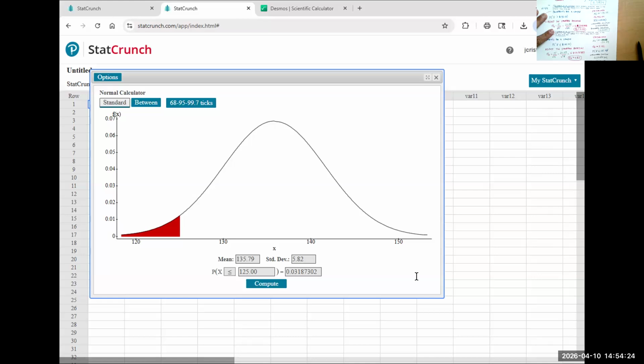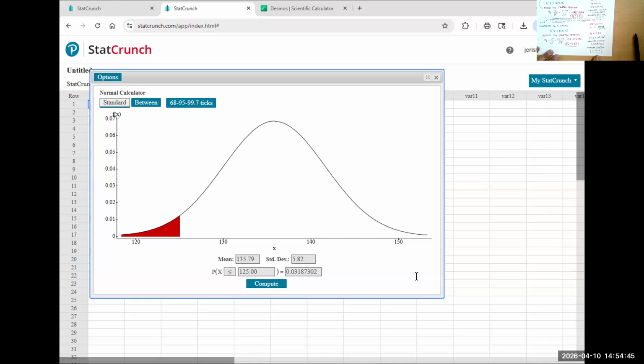We're going to get 0.031 and one more spot. That 8, the 7 rounds us up, so that's going to go up to 0.0319. Okay, slide this up so you can see that on the screen better.